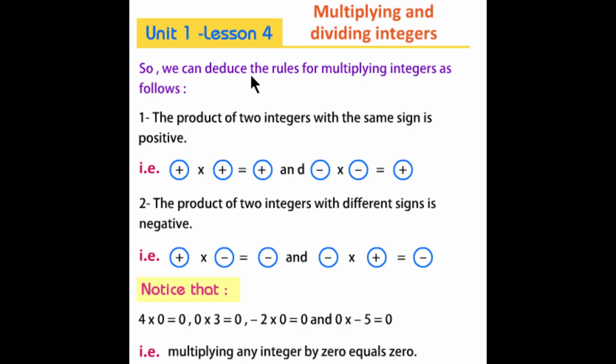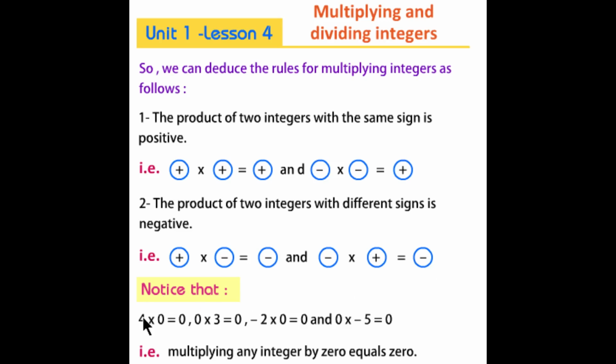So we can deduce the rules for multiplying integers as follows. 1. The product of two integers with the same sign is positive. That's to say, positive times positive equals positive, and negative times negative equals positive. 2. The product of two integers with different signs is negative. That's to say, positive times negative equals negative, and negative times positive equals negative.